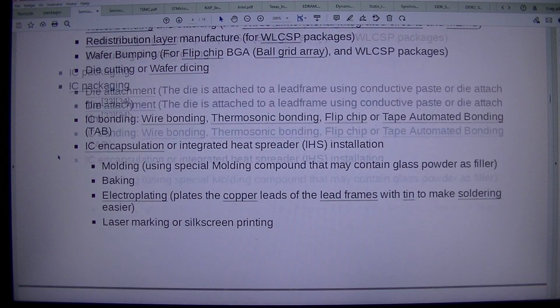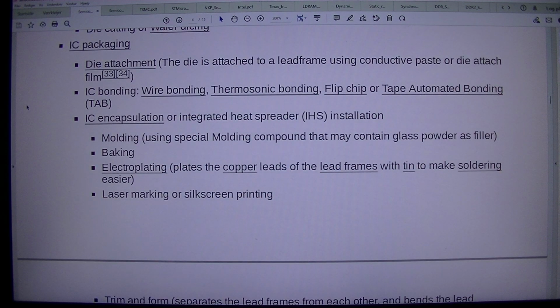IC packaging, die attachment. The die is attached to a lead frame using conductive paste or die attach film. IC bonding: wire bonding, thermosonic bonding, flip chip or tape automated bonding, TAB. IC encapsulation or integrated heat spreader, IHS, installation. Molding, using special molding compound that may contain glass powder as filler.